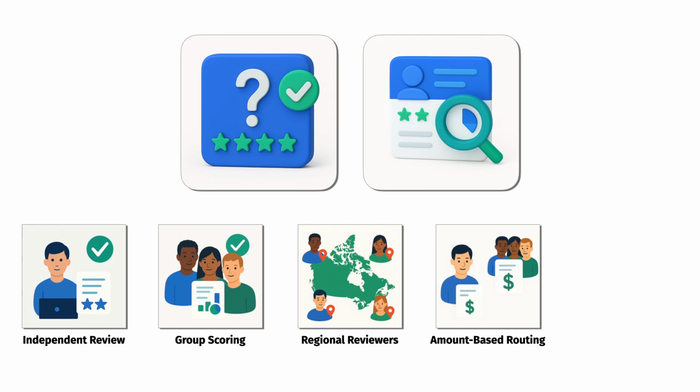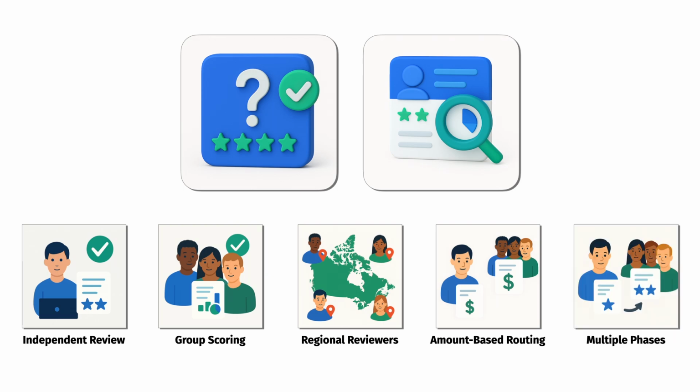Amount-based routing, where smaller requests are reviewed by a manager, while larger funding requests are automatically routed to a board or senior decision makers. Multiple phases, where submissions go through staged reviews. For example, initial reviewers score to create a shortlist, then a board or leadership team completes a second round with different evaluation criteria. No matter your review style, Do Some Good Advanced gives you the flexibility and tools to manage it all with clarity, structure, and ease.